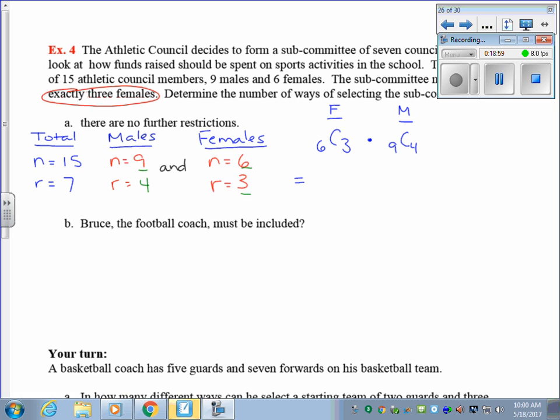Okay, because for all of the ways there are of choosing 3 females, there's that number of ways of choosing 4 males. So what we get here is 6 choose 3 is 20, and 9 choose 4 is 126. So then we multiply those two numbers together, and that gives us 2,520 different ways of doing that.